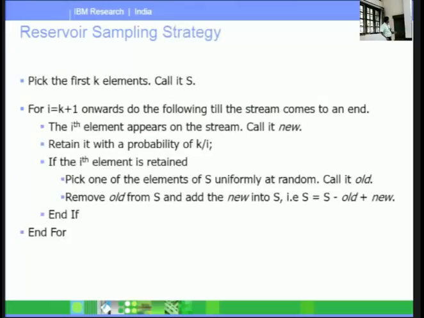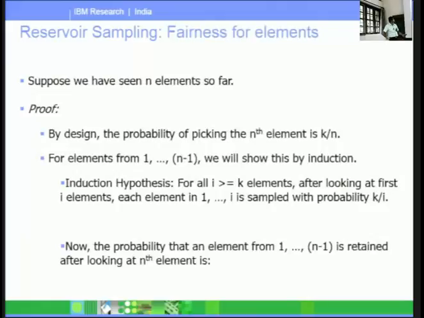Of course, you will pick all the first k elements. After that, you are at the ith iteration. So you will pick that element with probability k over i, and if you pick that element, then you choose one of the elements at random from the sample and throw it out. So simple, right? Now this actually satisfies all the properties that we were looking for, and this is a very landmark paper. I am making it very simple for you.